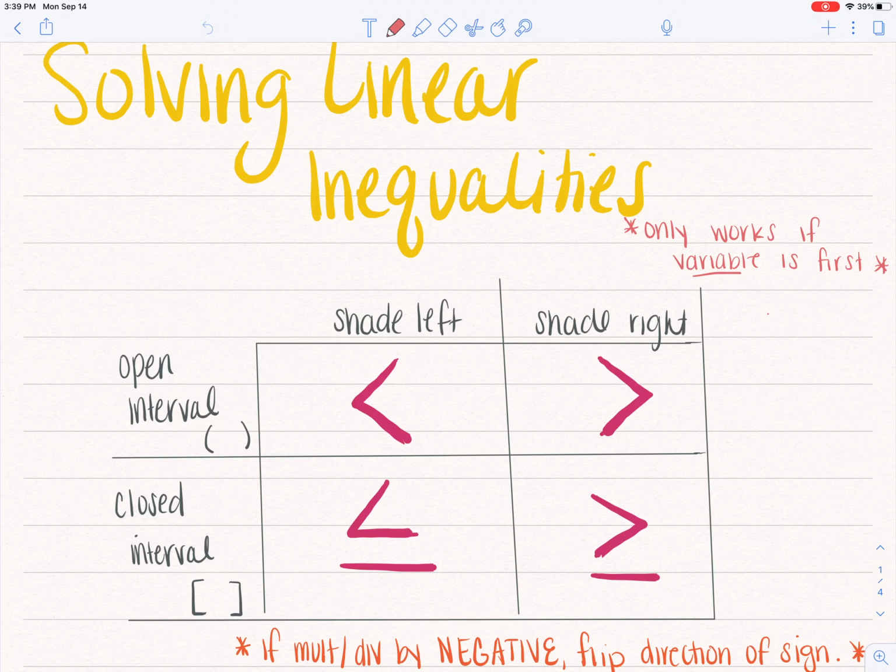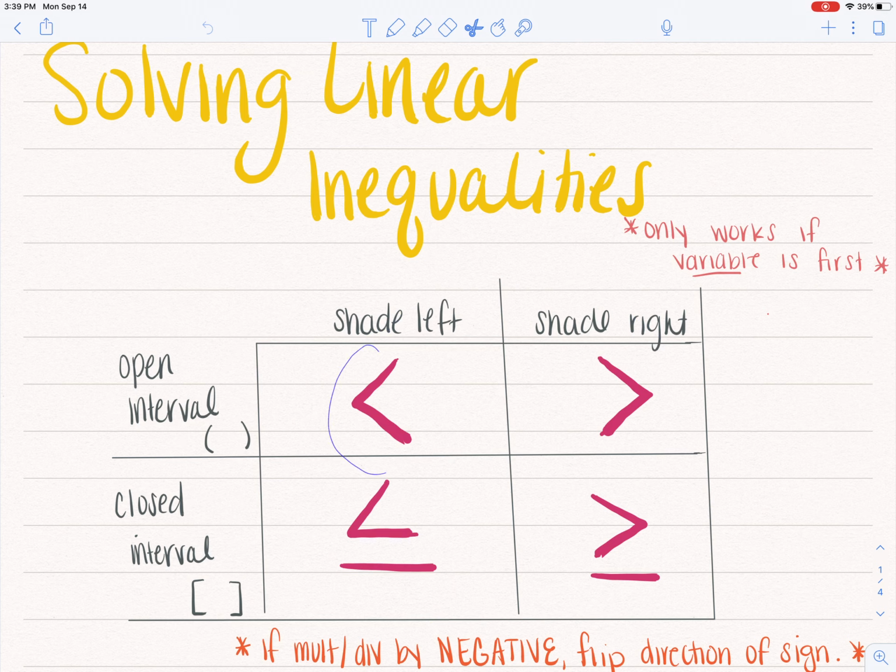In this video, we're going to be looking at solving linear inequalities. It's going to work very similar to the previous videos where we were solving equations. The only difference is instead of having equal signs, you're going to have one of these inequalities that you see highlighted right now. The two questions we're going to have to answer: parentheses or brackets, and which direction to shade. So I made a chart for you guys.